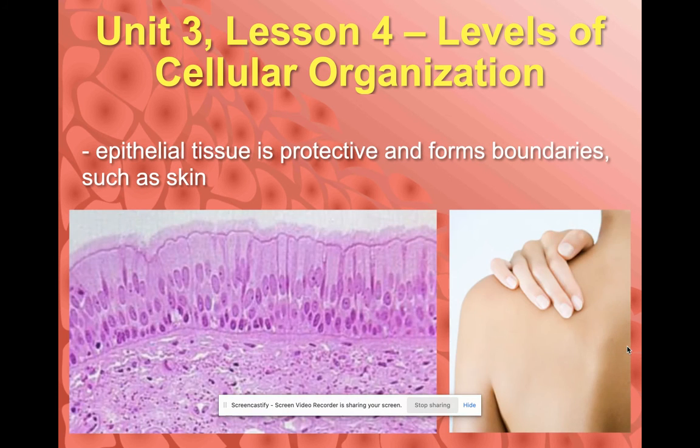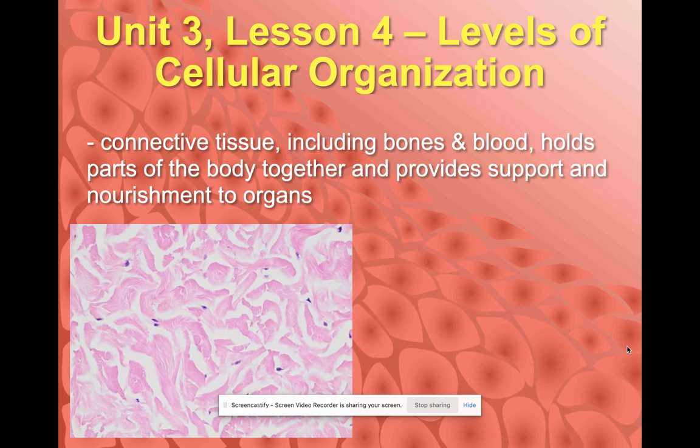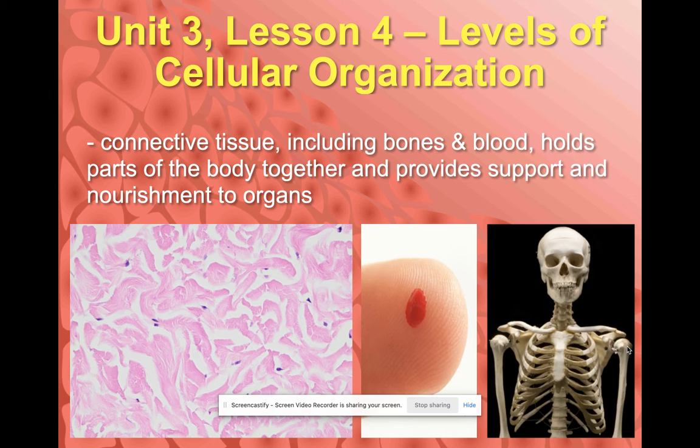All right, next we have that epithelial, okay? That tissue protects us, okay? The skin is the major one in epithelial tissue, okay? Then we have what's called connective tissue, and that is where the bones and the blood are. So as we get into organ systems later in the week, you'll hear circulatory system and skeletal system. The connective tissue is part of those. The connective tissue holds the body together, provides support, and it also, through the blood, gets the nourishment to all the organs.